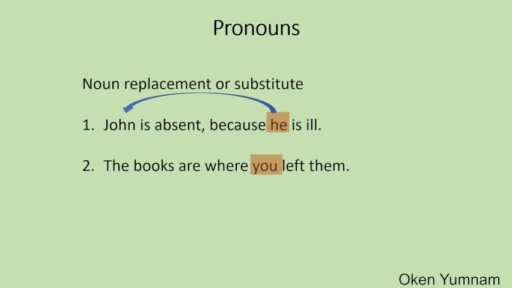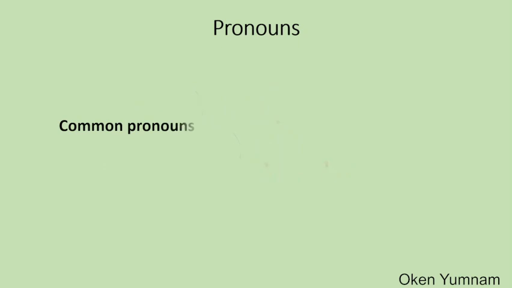Similarly, in the second sentence, the books are where you left them. You is a replacement for your name, and them is a replacement or substitute for the books. So these, you and them, are pronouns. So pronouns are simply noun replacements. And common pronouns are I, we in the first person, you for second, he, she, and it for third person, they of course in plural, etc. We have more pronouns, but these are the most commonly used pronouns, and they have their possessive forms also.